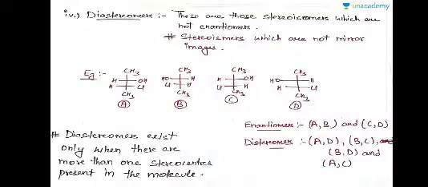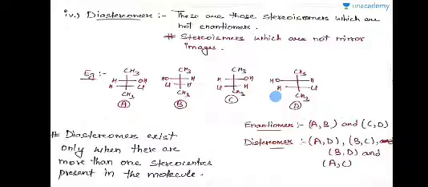Next friends, we have diastereomers. Diastereomers are those stereoisomers which are not mirror images. They are stereoisomers but not mirror images. For example, here we have four compounds A, B, C and D, and we have to identify which ones are enantiomeric pairs and which are diastereomeric pairs.